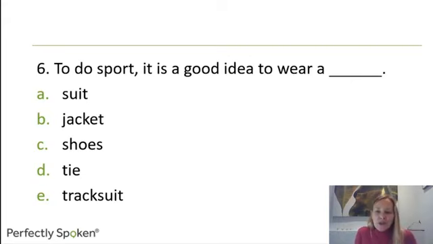Okay, number 6. To do sport, it is a good idea to wear A, suit, B, jacket, C, shoes, D, tie, or E, tracksuit. And the answer is tracksuit. Notice the pronunciation, tracksuit, suit.